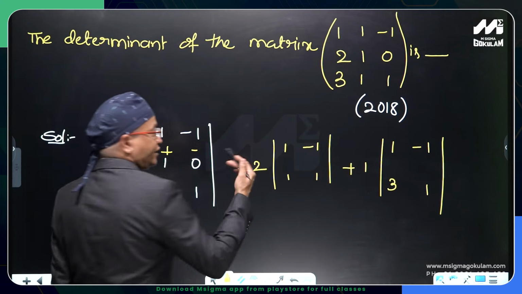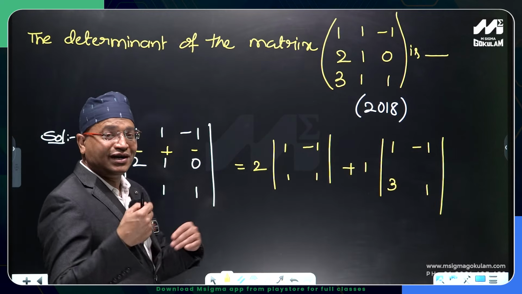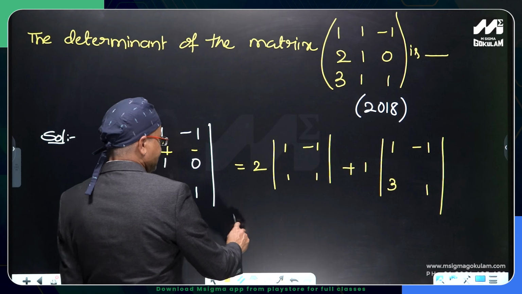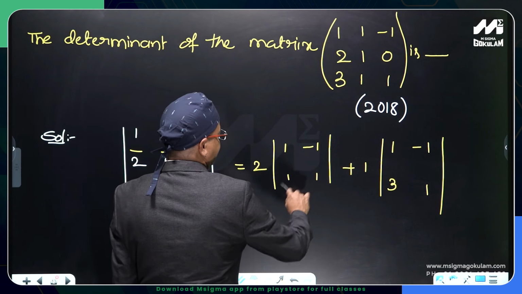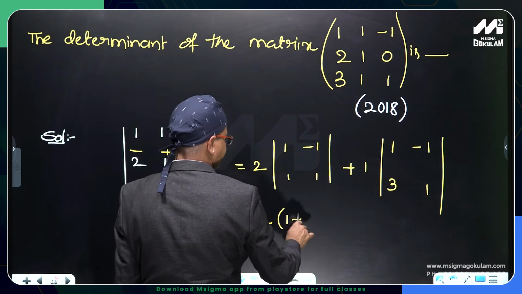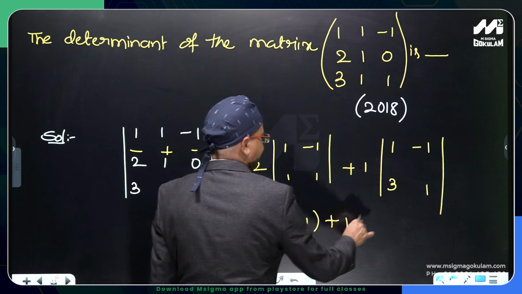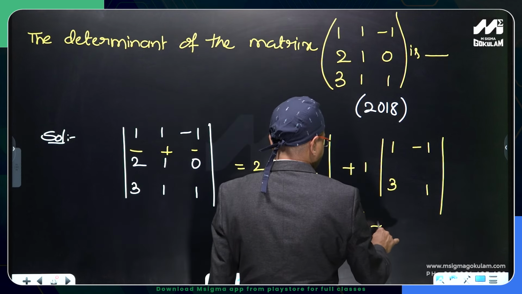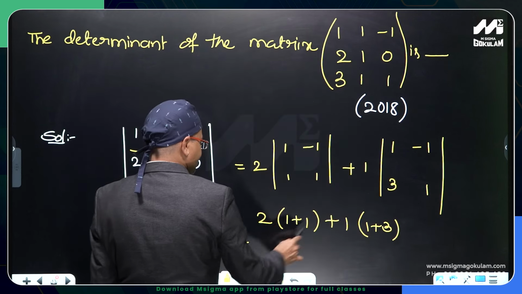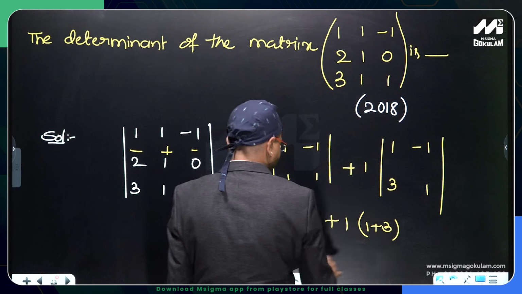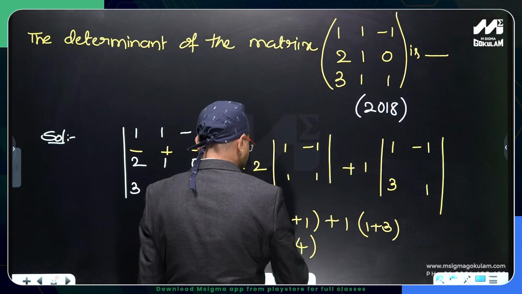1 minus 1, 3, 1. Next, 0 into neglect. That is the advantage if you have zeros as elements. So, firstly, this 1 plus 1, 2. Plus 1 into this 1 plus 3, 4. Simplify. 2 into 2, 4. Here, 4 into 1, 4. What is the answer? 4.